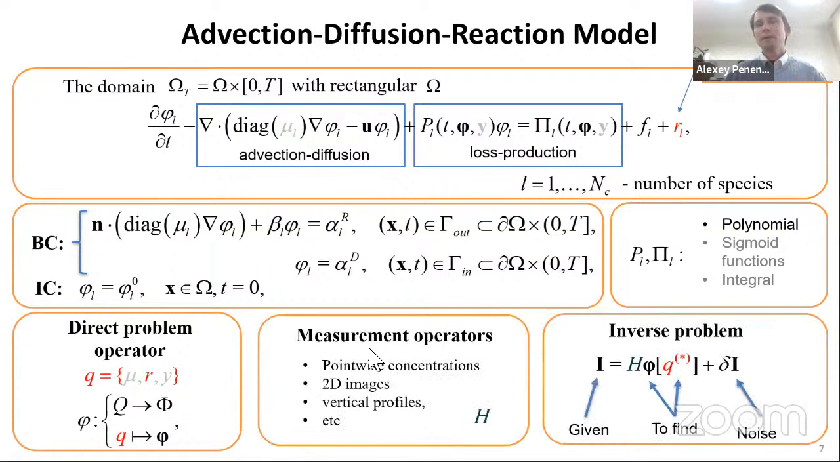Then we have measurement operators of different kind in this work. Yesterday, that was just point-wise concentration measurements. Today, we will talk about different types of measurements, and we state the inverse problem. We have this measurement operator that maps the state function corresponding to some exact value of the uncertainty function to the measurements, and we have some noise. And this is the problem. And the problem is to estimate this uncertainty function from the measurement data.